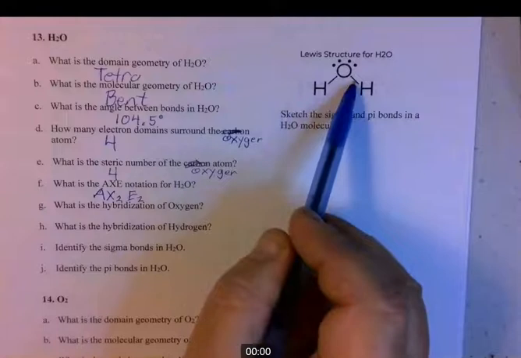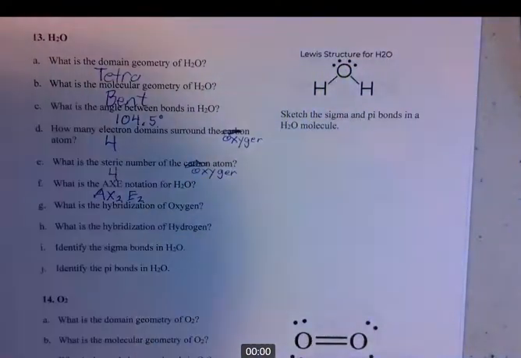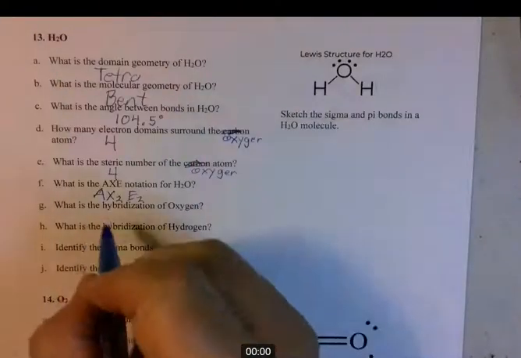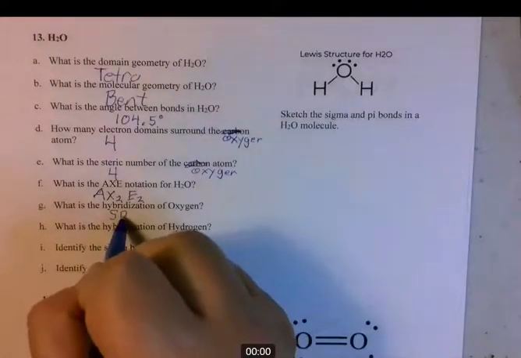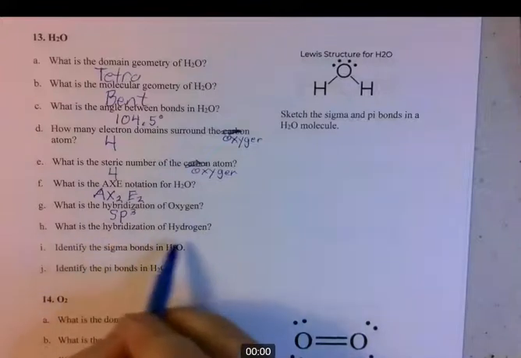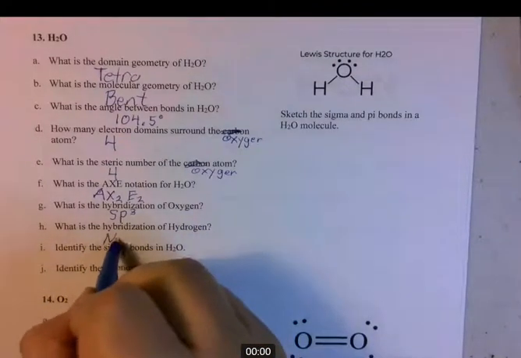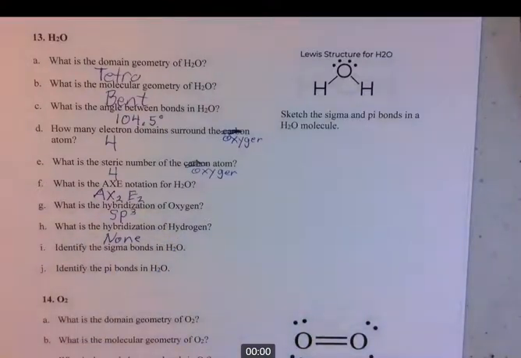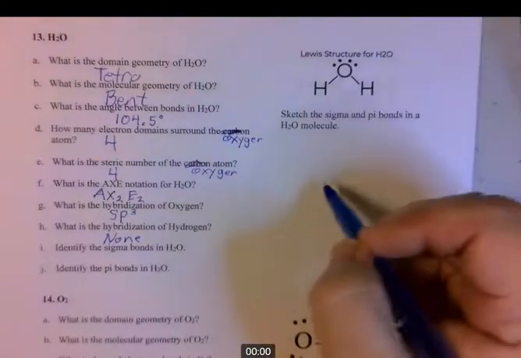What's the hybridization of the oxygen? Well, it's got 1, 2, 3, 4 domains. Again, it's part of the tetrahedral family, so it's sp3. And what's the hybridization of hydrogen? None. No p orbital, you can't hybridize. Identify the sigma bond. So now we've got to draw it.